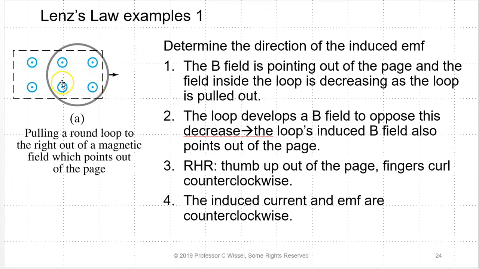We're pulling a round loop to the right. Originally it was in a magnetic field directed at you, out of the page, and we're pulling it out of the magnetic field. So the magnetic field is pointing out of the page, and the field inside the loop is decreasing as the loop is pulled out. The loop will then develop a magnetic field to oppose this decrease. So the loop's induced magnetic field also points out of the page because it doesn't want the magnetic field to disappear. With the right-hand rule, the thumb is out of the page, and the fingers are curling counterclockwise. So the induced current and the EMF are counterclockwise. There may not be an induced current, but the EMF is still counterclockwise.